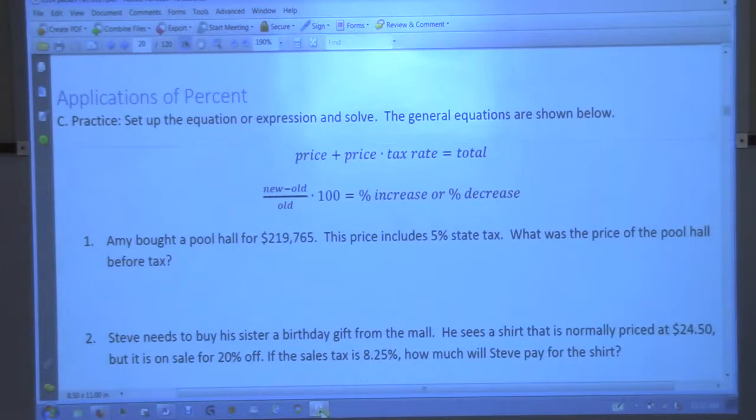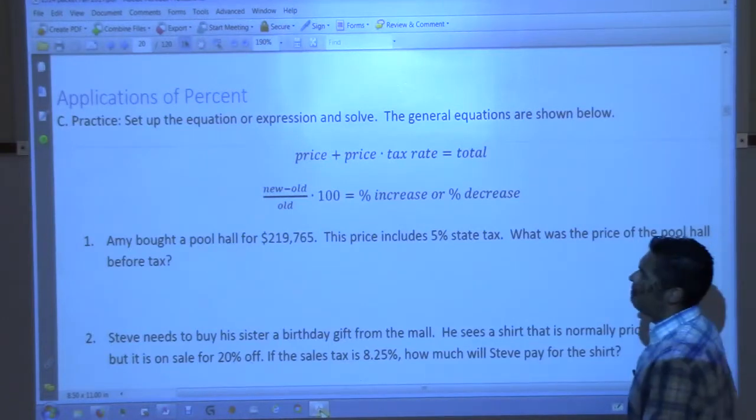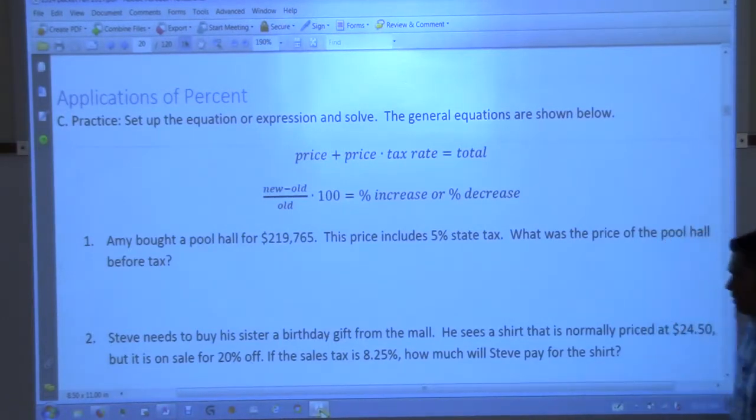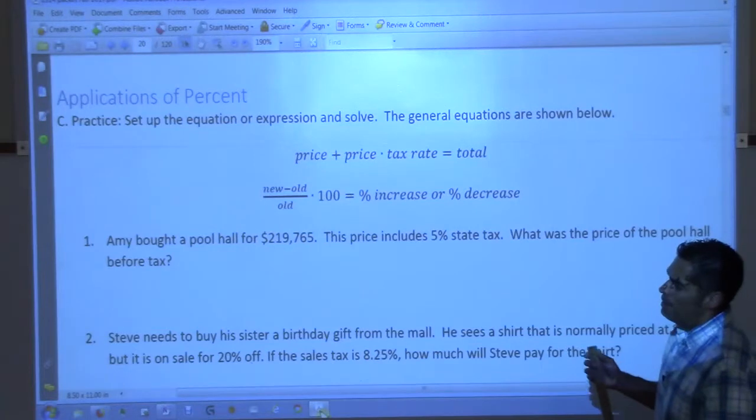Okay. All right. So we are going to look at applications of percentages. So this is stuff that has to do with money. I think most of these problems are dealing with money. So, when you go buy something, obviously you always have to take into account that you're going to have to pay tax, right? So how do they come up with your total amount?